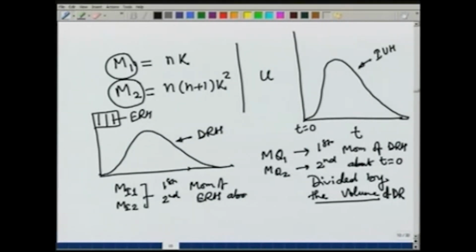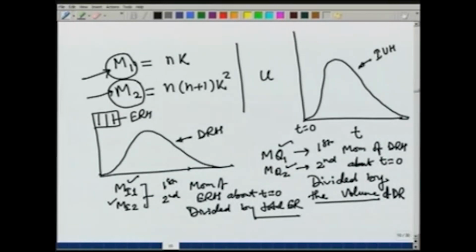about t equal to 0, and again divided by total effective runoff. So, once we get these 4 moments mq1, mq2, mi1, mi2, we can obtain m1 and m2, which are the first and second moments of the IUH, and these we can correlate with nk, nn plus 1 k square. So, we have 2 equations and 2 unknowns, which we can solve to get the values of n and k.